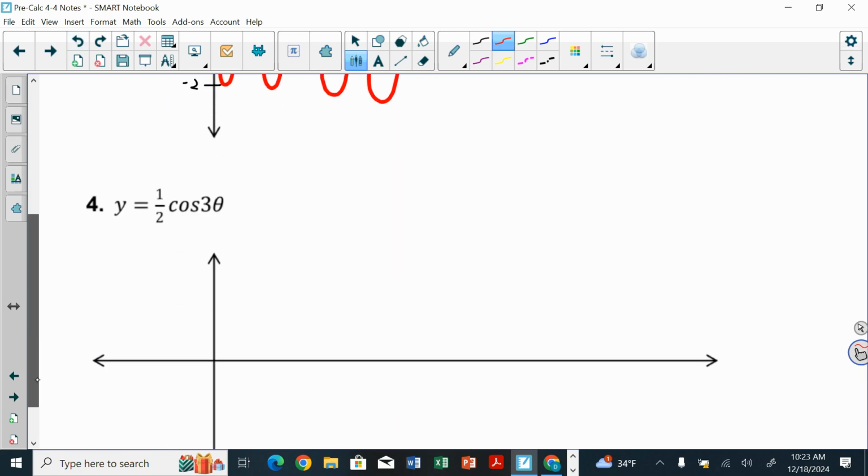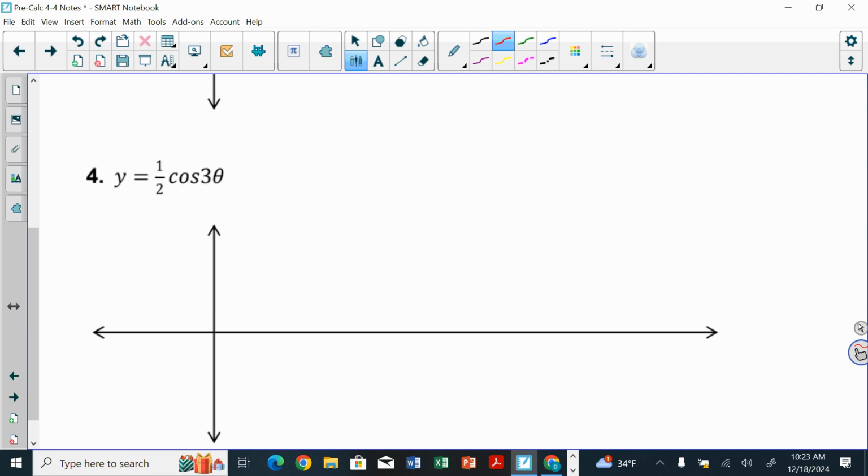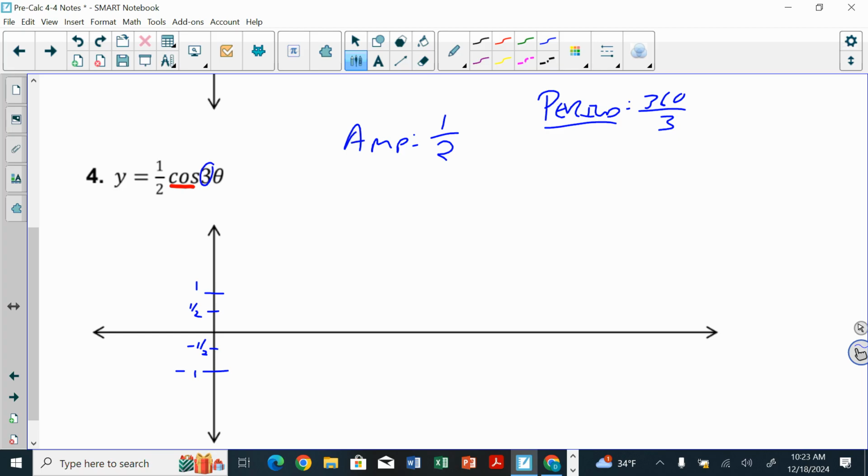And then finally, one more. In this case, a cosine graph. We need our amplitude and our period. Amplitude is 1/2. It's positive, so it's going to go the same way as the parent function. If here's 1 and here's -1, here's my 1/2 and here's my -1/2. That's how high and low the curve is going to go. And my period here is going to be 360 divided by 3 because of that 3. So every 120 degrees, or 2 pi over 3.